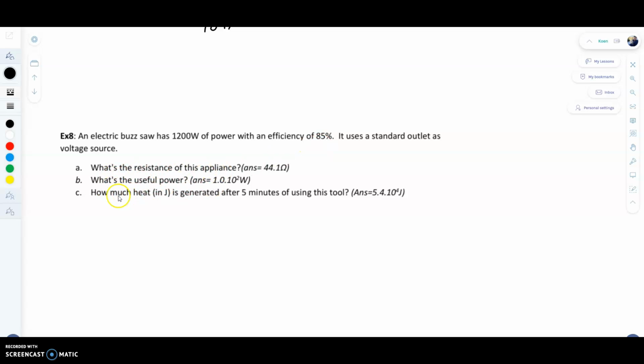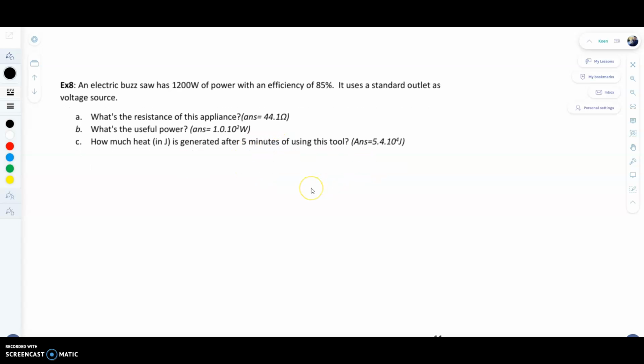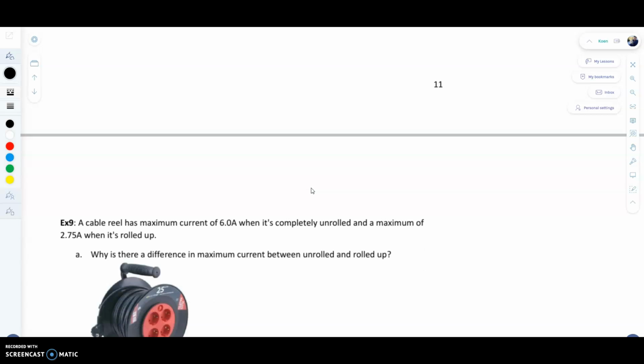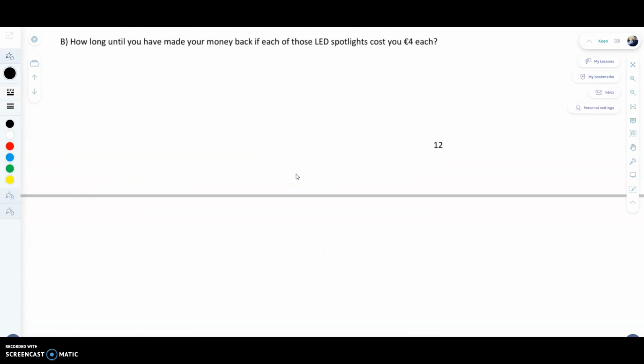Now, try and make these simple questionnaires. I've included the answers, just so you can instantly check for yourself if you've done it right. And you should be able to do the next questions as well.